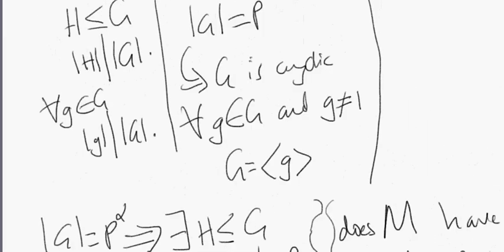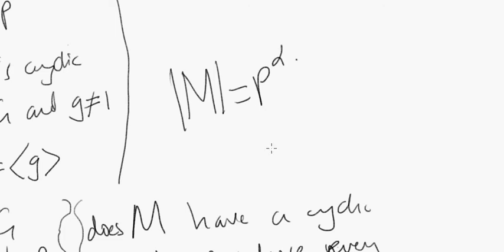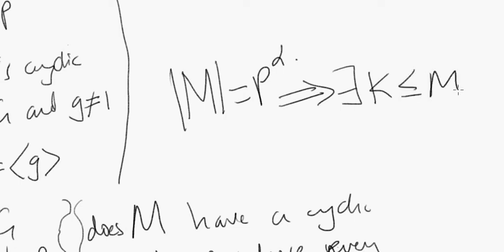Suppose we showed that, well, okay, our group M actually has order p to the alpha for some alpha. What would that tell us? Wouldn't that mean that there exists some subgroup K of M such that the order of K equals a prime p?